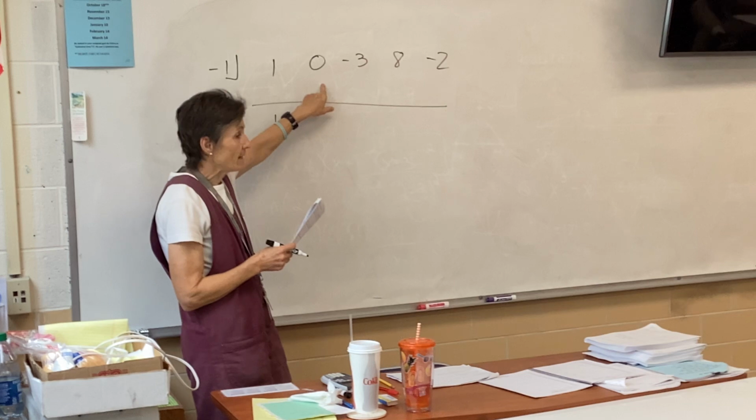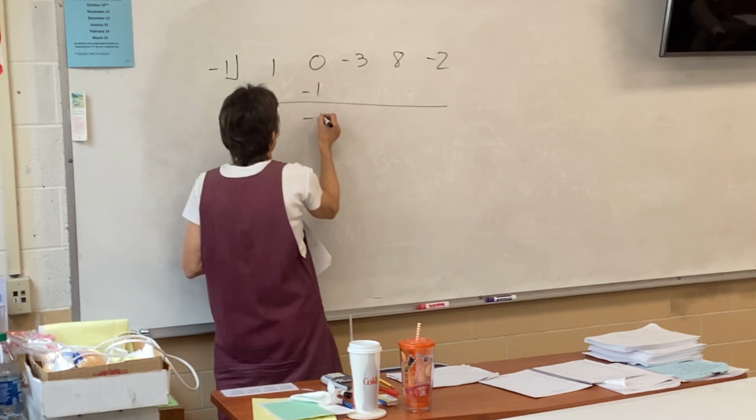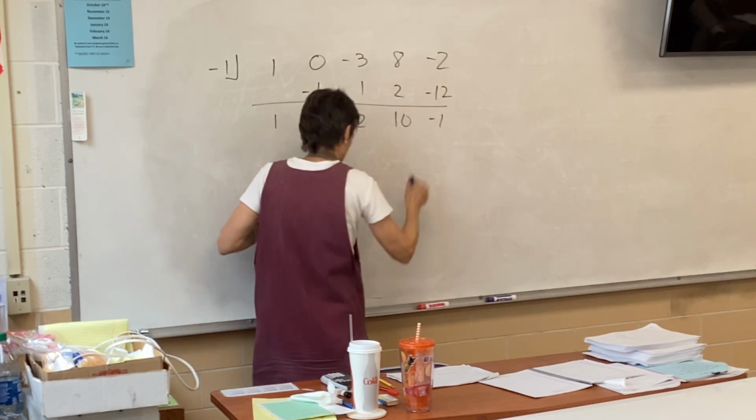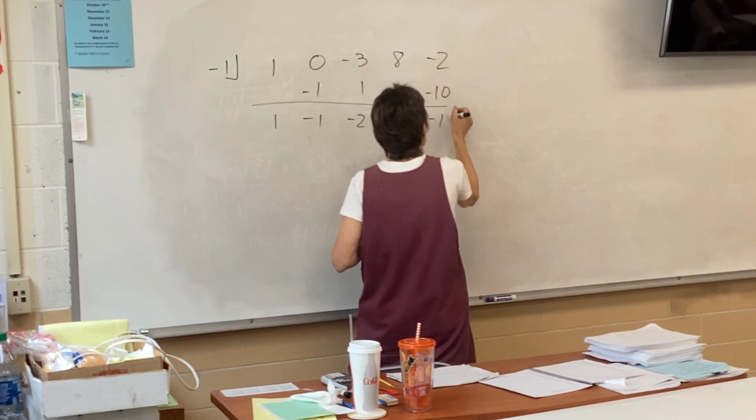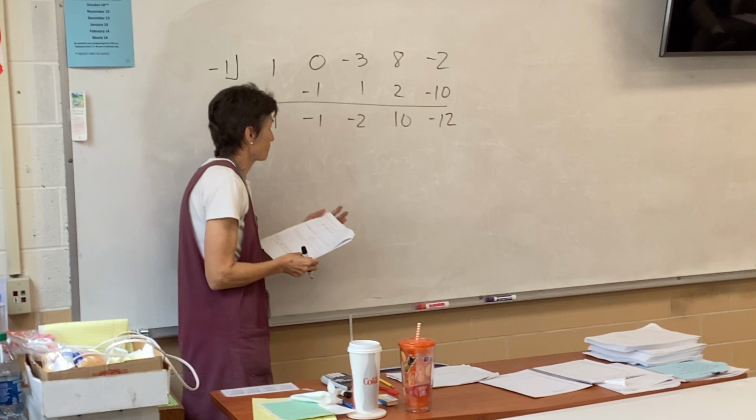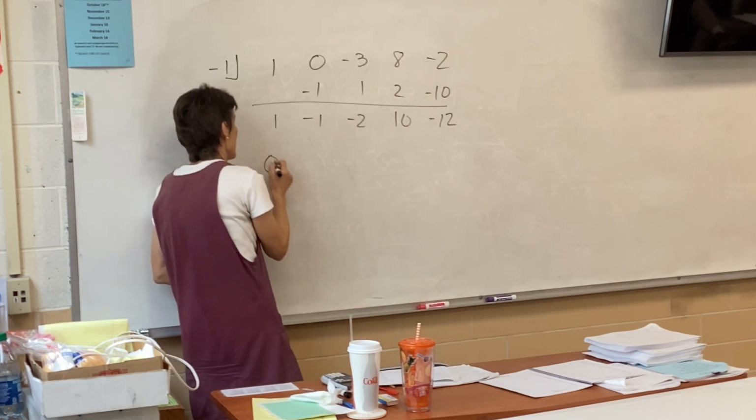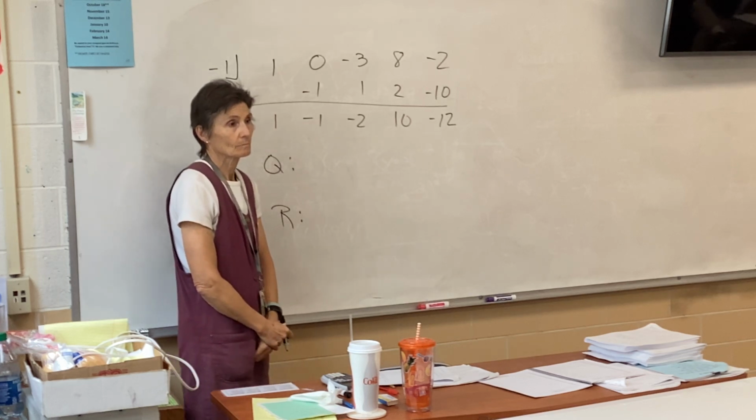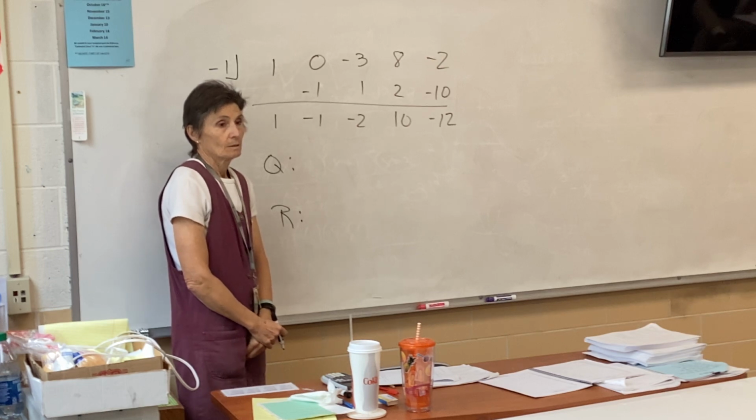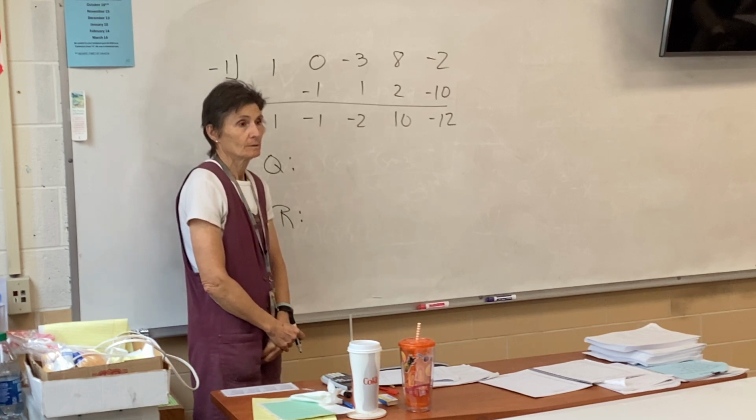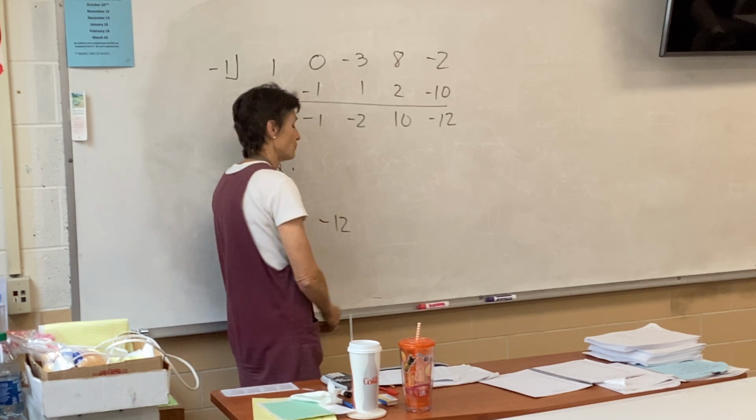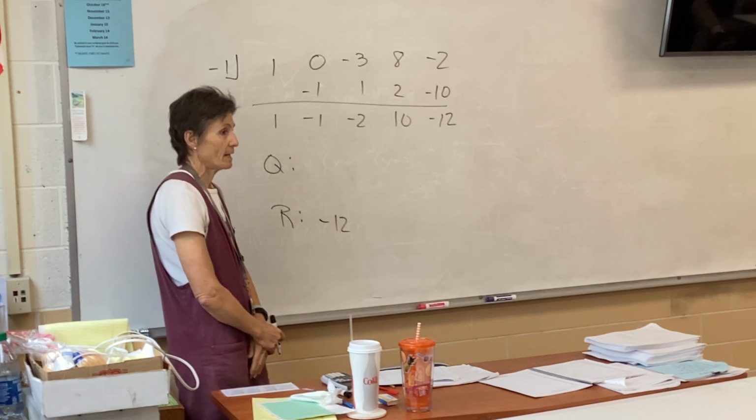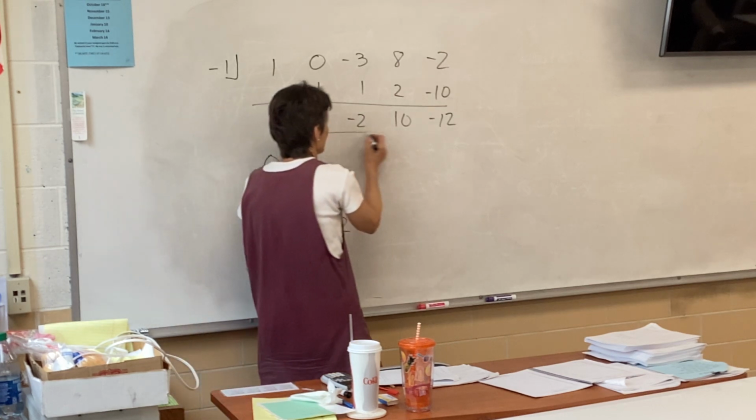And now I'm just going to do my regular division. Having a 0 there doesn't change the way I do that. Now we need a quotient and a remainder. What's the remainder? That's easy. -12. So you can just write -12. If you want to write -12 over x plus 1, that's fine, but it's okay just to put -12. All the rest of it is the quotient.